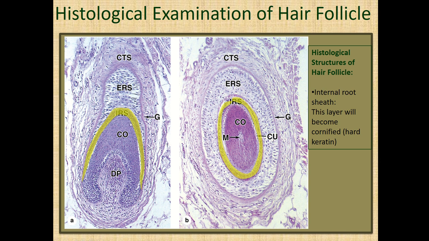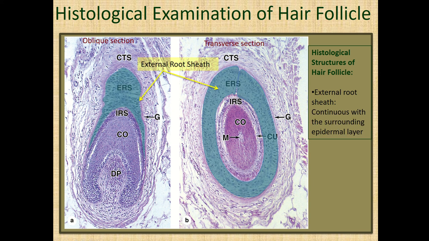It's not fully appreciated here as a circle. Here you could see that it is a circular structure. The internal root sheath is made up of keratinocytes, and those keratinocytes are the ones that are about to become cornified and turn into the hair that's here, okay? And here is an oblique cut, so you only see parts of it.